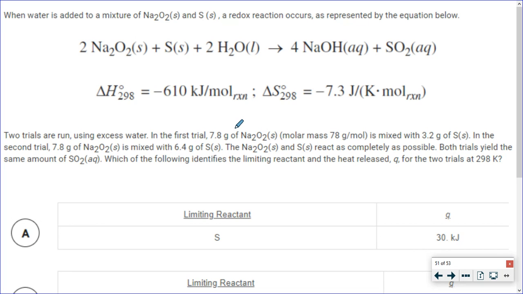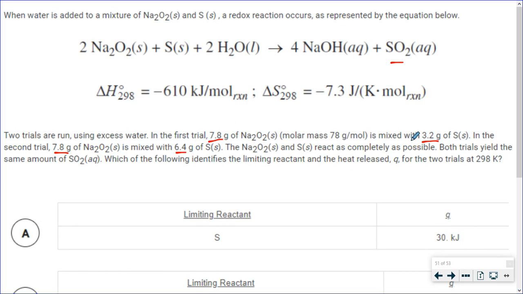When water is added to a mixture, you've got this chemical reaction, and they want to know if you run two different trials. Here's our first trial, 7.8 grams and 3.2 grams, and then a second trial with 7.8 grams and 6.4 grams. Both trials yield the same amount of SO2. Which of the following identifies the limiting reactant and the heat released? So what do I want to do?